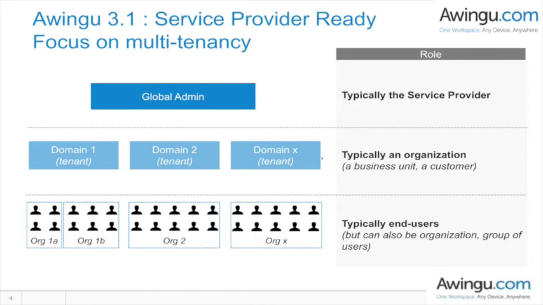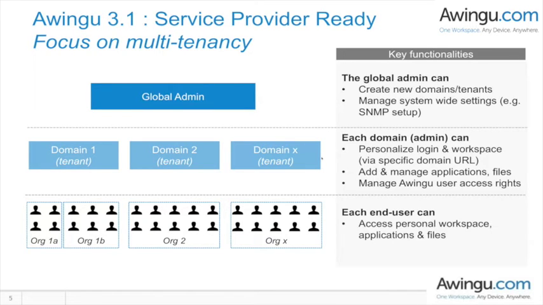In theory, you can imagine situations where a single domain hosts multiple customers or multiple groups of end users as well. Zooming into the different functionalities that each of these levels bring, then as you'd expect, the global administrator has the ability to create new domains or new tenants, and he is the only one that can manage the system-wide settings like the SNMP setup.